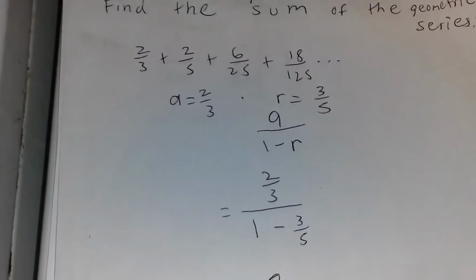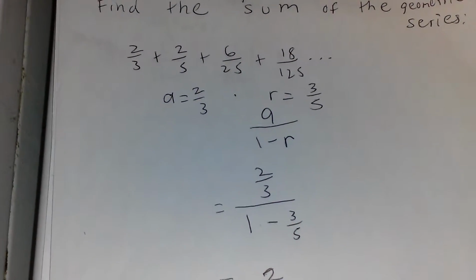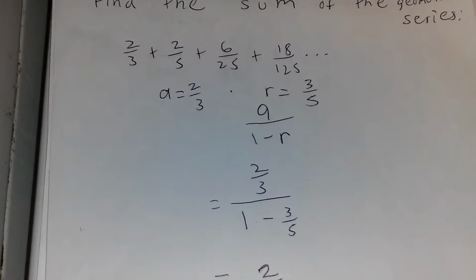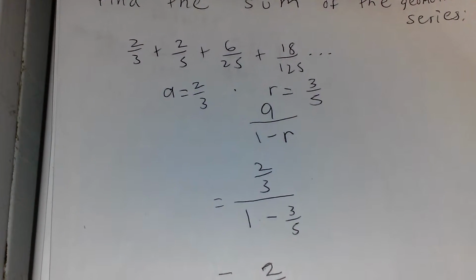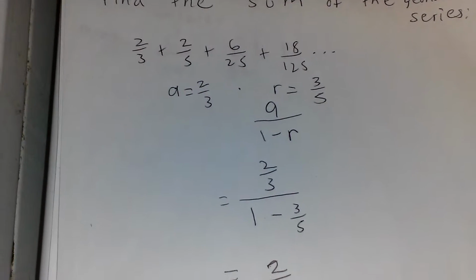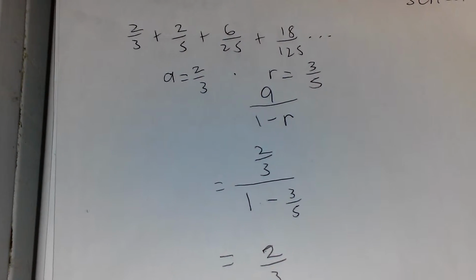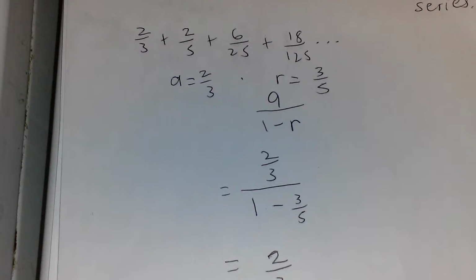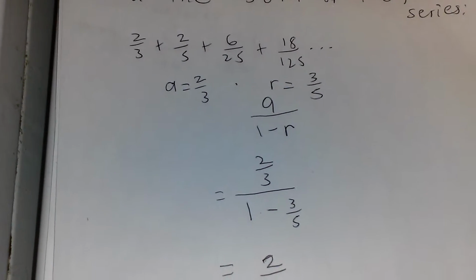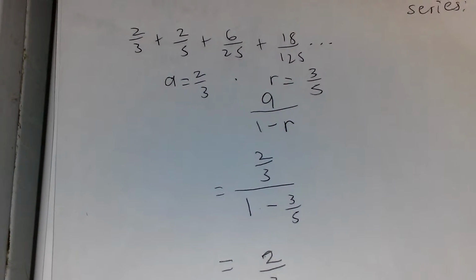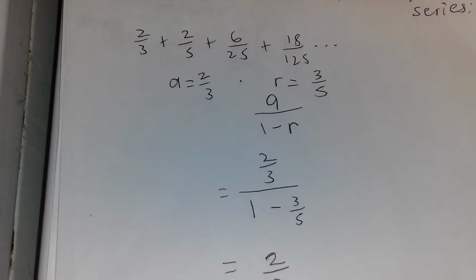So here you can see that a is equal to 2/3, which is just the first number, and r is equal to 3/5. r is the ratio of the terms. As you can see, when you multiply each term by 3/5, the next number follows. So you have the formula a over 1 minus r.